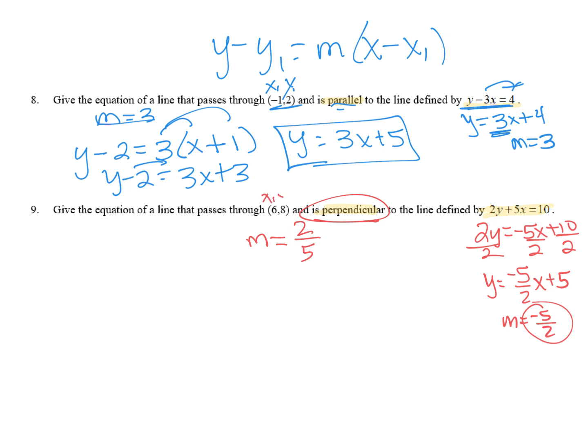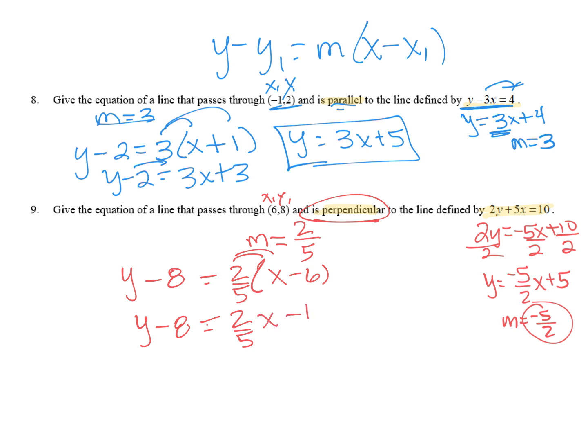So it's going to be positive 2/5. And here's my x1, y1. So y minus 8 equals 2/5 times x minus 6. So I'm going to distribute that. y minus 8 equals 2/5 x minus 12/5. I'm going to add 8, so this is going to be plus 8 over here. And so y equals 2/5 x plus, just a mental note over here, this is going to be 40/5, and negative 12 plus 40 is going to be 28/5.